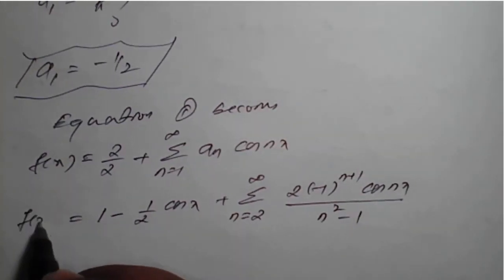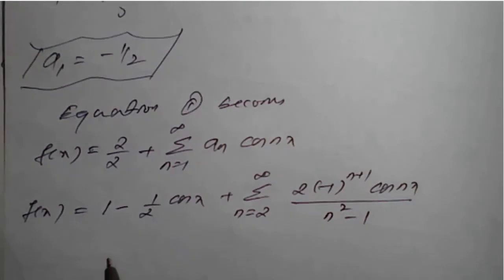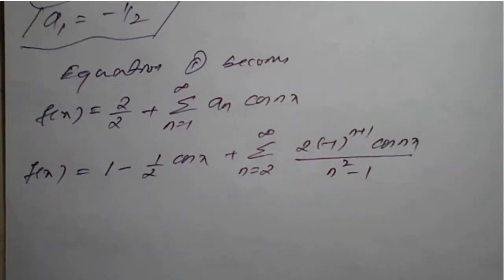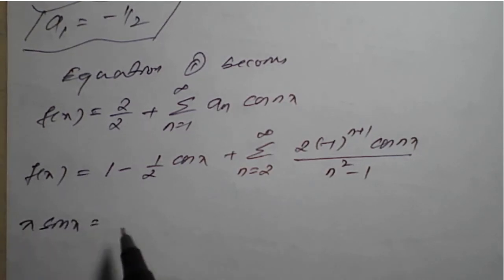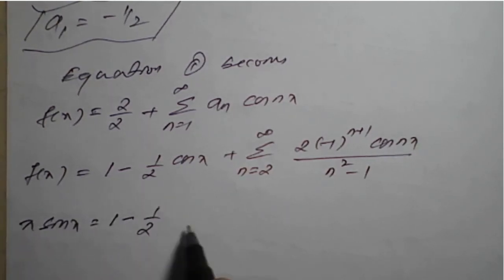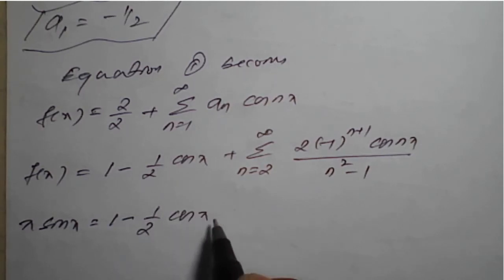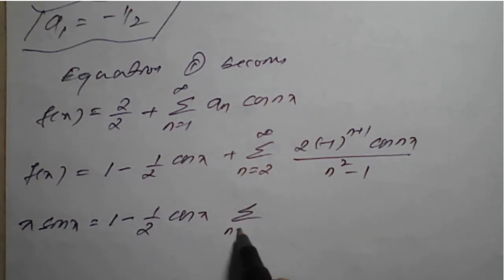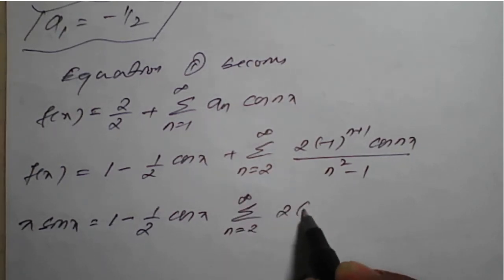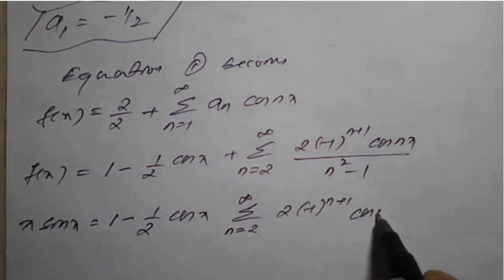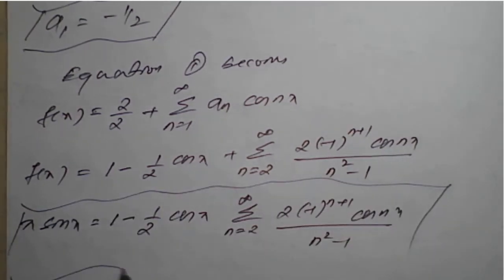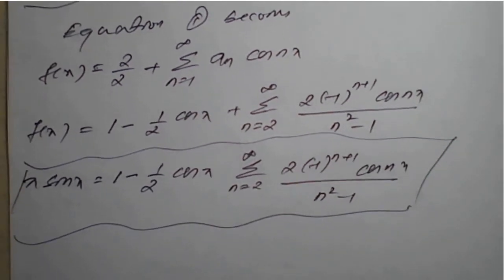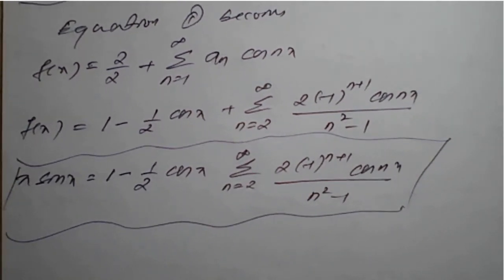This is our f of x, or I can say that f of x is nothing but x into sin x, which is equal to 1 minus 1 by 2 times cos of x plus the summation n from 2 to infinity of 2 into minus 1 raised to n plus 1 cos of nx divided by n square minus 1. So this is the required cosine series of the given function.